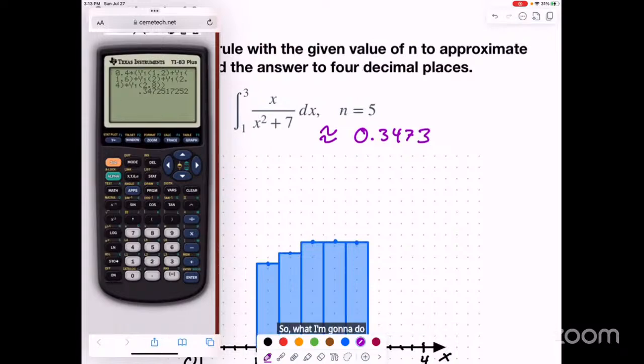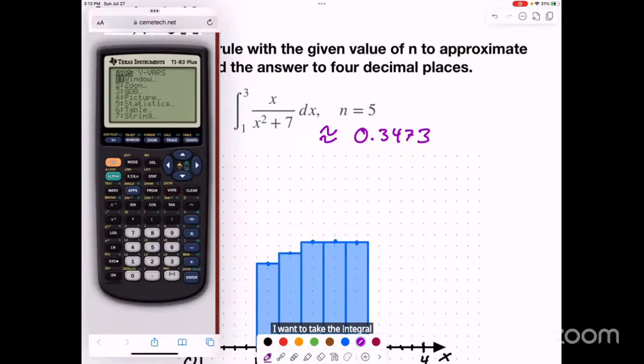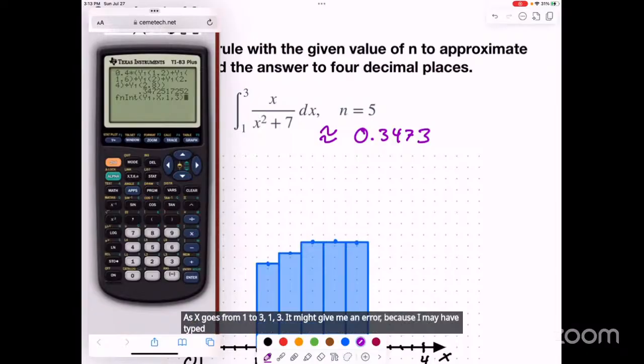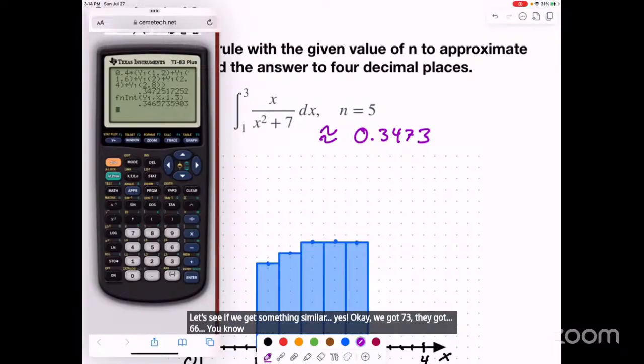So what I'm going to do is go to my math, go to the very bottom by hitting up. I think it's the f integer, number 9. I want to take the integral of our function with regards to x as x goes from 1 to 3. 1, 3. It might give me an error because I may have typed it in wrong, but let's just give it a go. See if we get something similar. Yes. Okay. We got 73. They got 66. You know, it is close. Now it's just a matter of will the book accept the 3473, right?